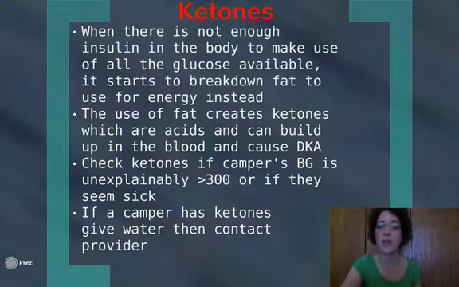So the way that we're going to address this at camp is that if a camper's blood sugar is higher than 300 and there's no good explanation for why it's that high, or if they're sick, then we're going to check if there's any ketones in their blood. If there are, then they'll need to have water available to drink, and then a provider will need to be contacted to figure out the best way to flush those ketones out of the body and get the blood glucose level under control.